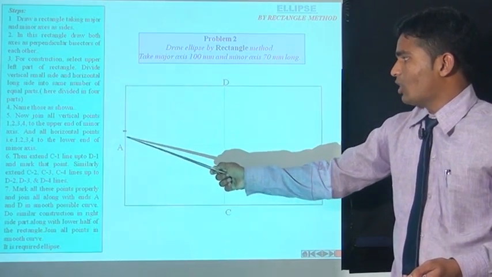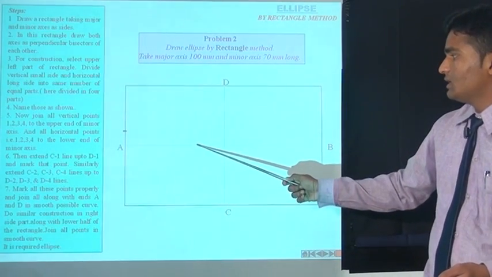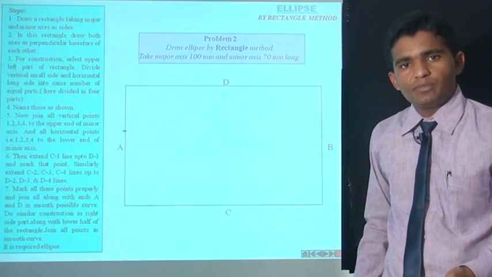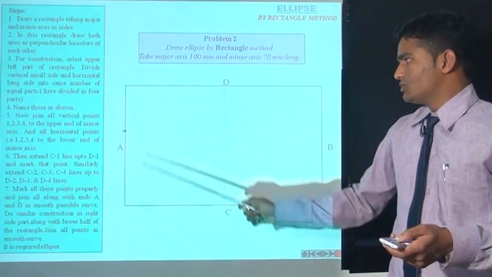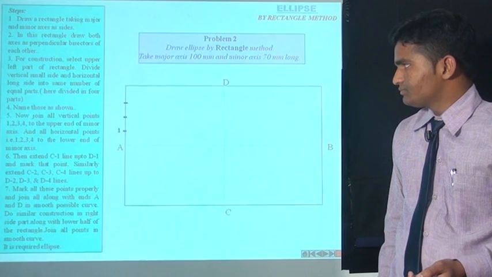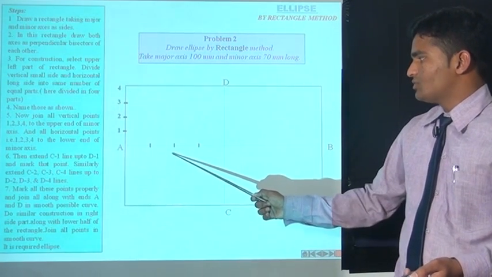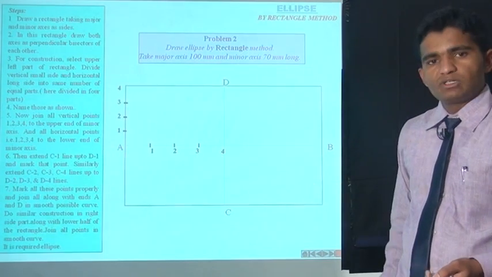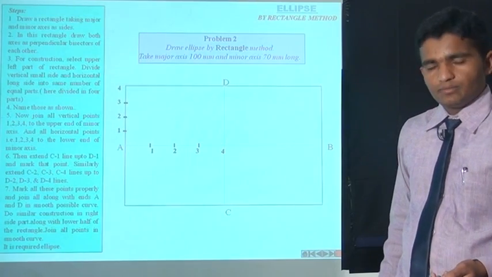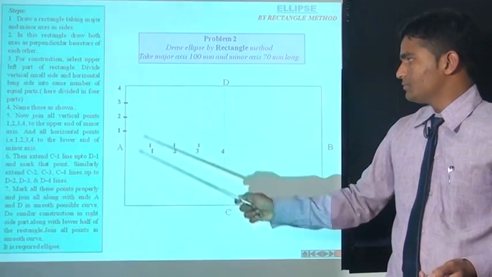Divide the vertically smaller side and the horizontal long side into equal parts. Here we divide into 4 parts. So divide the vertically small side into 4 parts and then divide the horizontal side into 4 parts. Now join 1 to D, 2 to D point, 3 to D point.